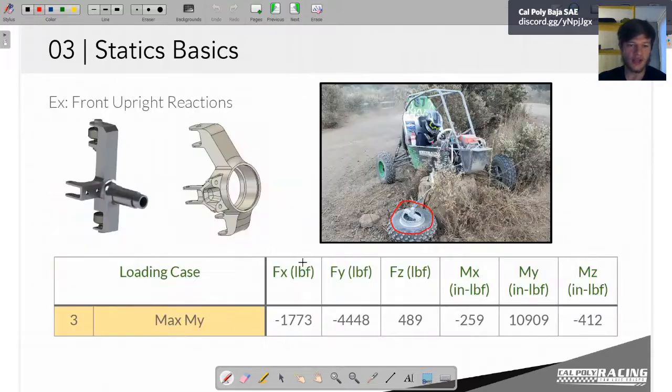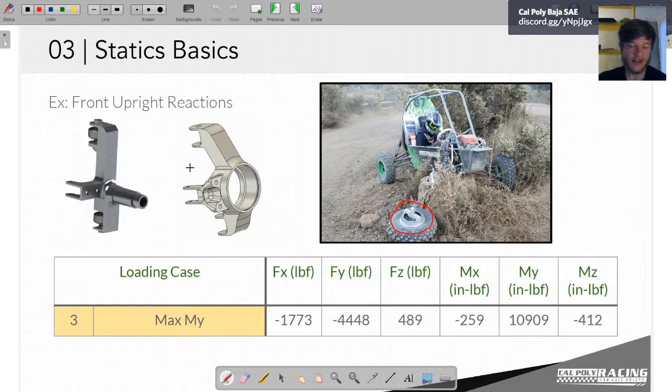So we are going to analyze this 3rd case, the maximum moment in the y direction. And the reason being is that this is the worst loading case that we really identified on those uprights.